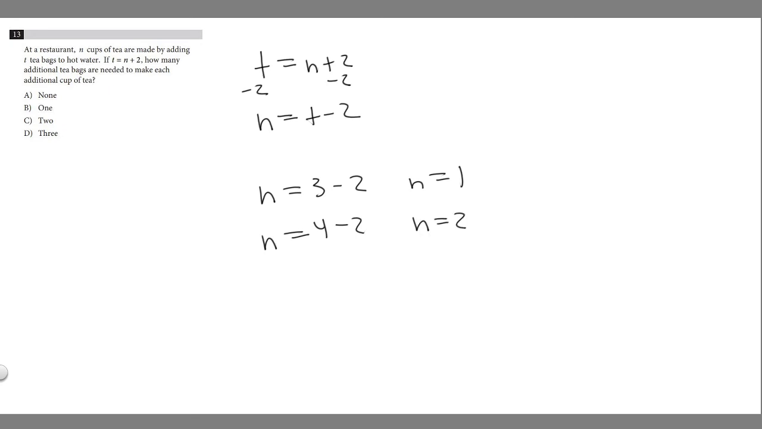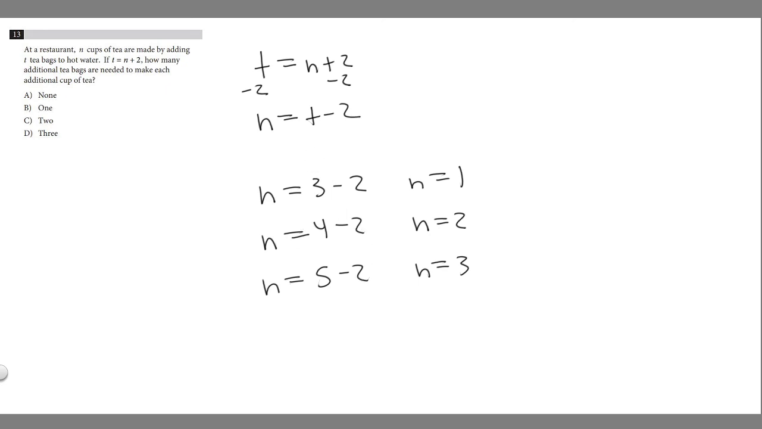So to go from 1 cup of tea to 2 cups of tea, all we did was add 1 tea bag, right? So if we do this again, if we add 1 more, so if we make it 5, adding another one, we're going to get that n equals 3. So to go from 2 to 3, so just make 1 more cup of tea, it only took 1 tea bag.